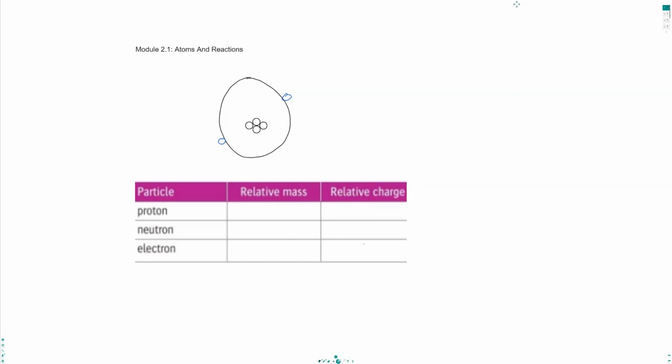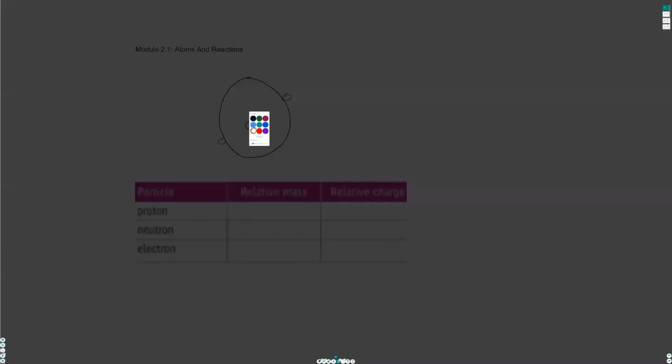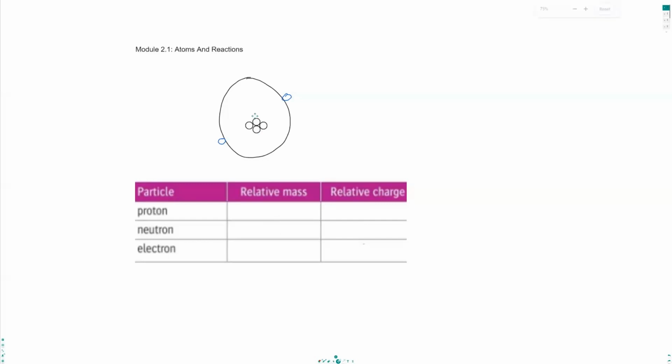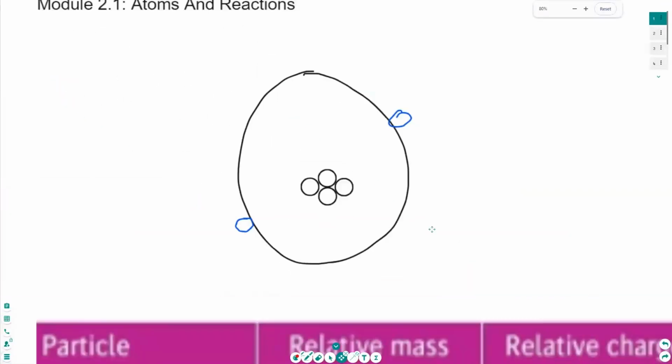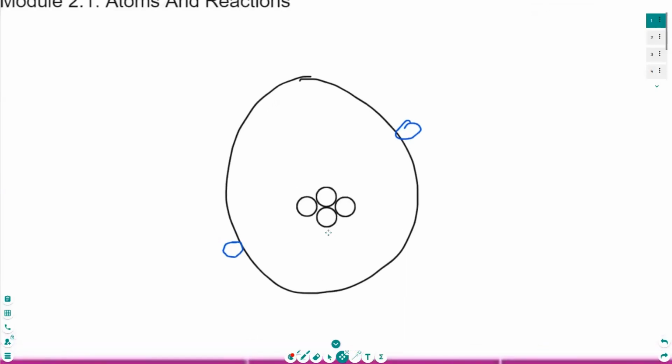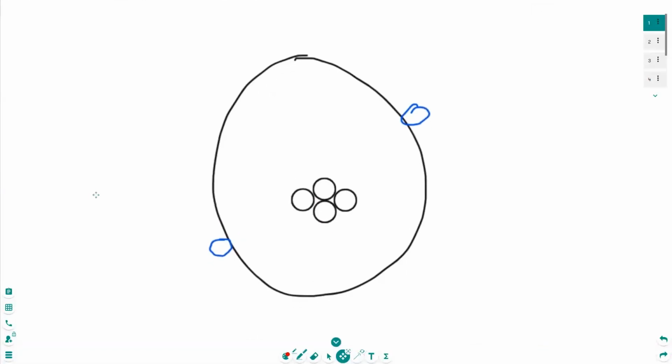So here we have an atom, or the basic structure of an atom. And here we can see it's made up of 3 different types of subatomic particles, as we call them. The first one, let me zoom in. So this is a helium atom. Specifically, this is a helium atom, but you don't need to know that right now. So this is a helium atom, and we can see it's got 3 different types of subatomic particles.